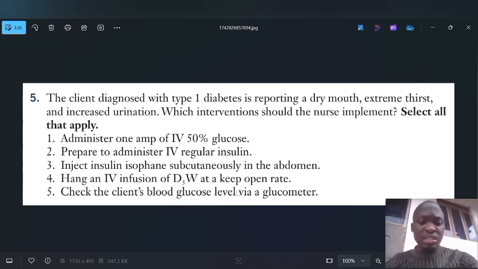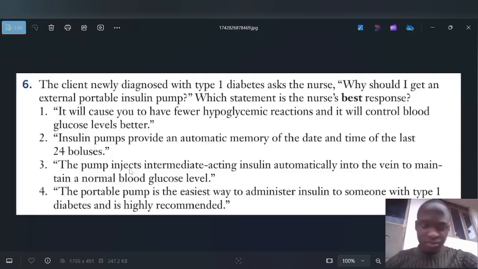Absolutely, you gotta check this blood glucose level as you control it with IV regular insulin. So here are the answers on number 2 and number 5.